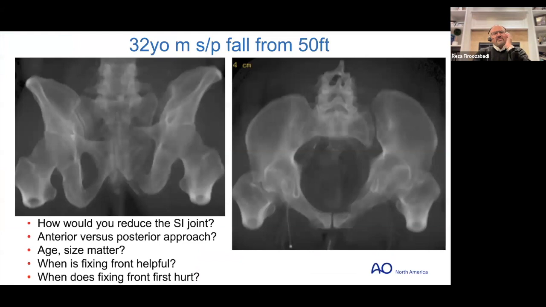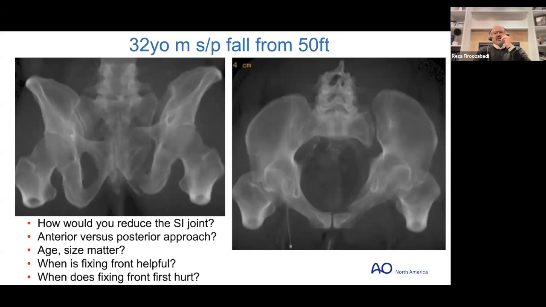So let's start with this. A 32-year-old male, status post fall from a significant height. As you can see here, the left hemipelvis is vertically displaced. He has superior and inferior pubic rami fractures. I don't have detailed cuts of the CT pulled up, but I'll just say that it's a relatively simple anterior ring injury and a complete disruption of the left sacroiliac joint.